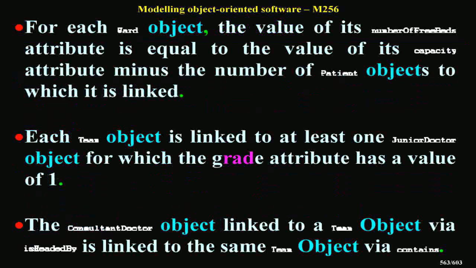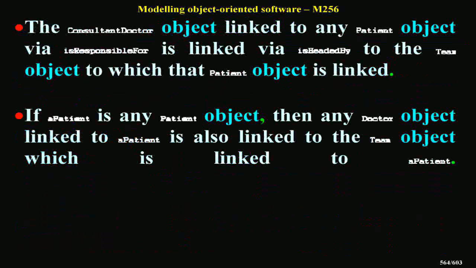The object linked to an object via is linked to the same object via. The object linked to any object via is linked via to the object to which that object is linked. If is any object, then any object linked to is also linked to the object which is linked to.